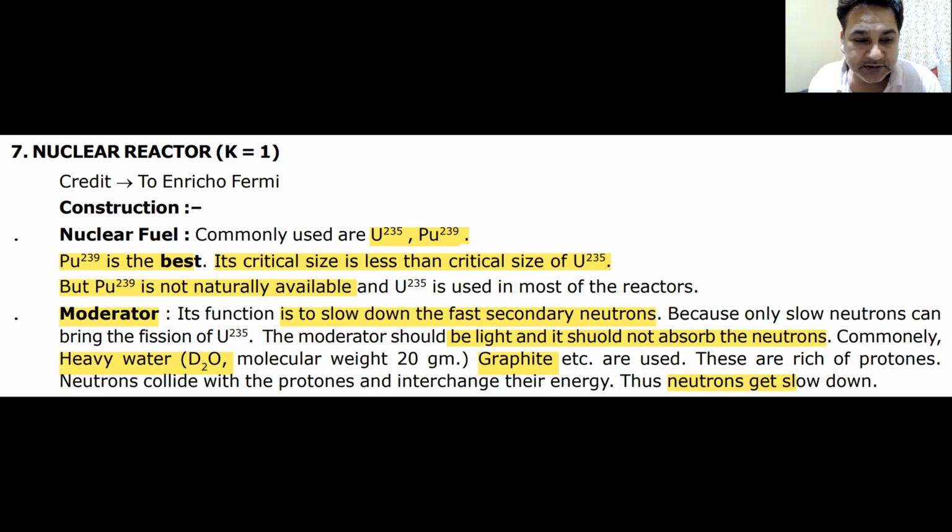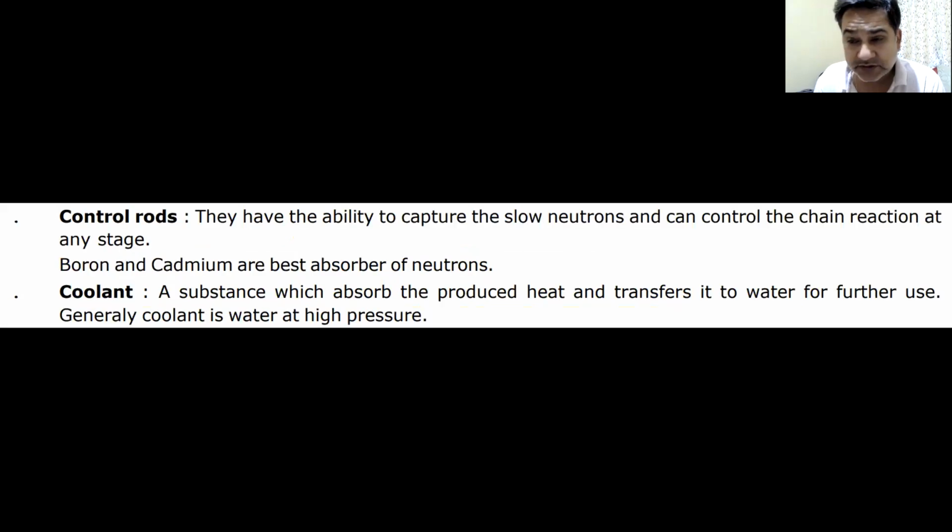Next are the other two most important things. Everything in the nuclear reactor is important. We're only talking about the broad parts of a nuclear reactor. A nuclear reactor is a very complex machine. We can't get into the details of it. We can only see the broad parts. One of those broader parts is the control rods. As the name suggests, what will be the function of a control rod? It is going to control the nuclear reaction. That means it will capture the slow moving neutron and control the chain reaction. It is going to absorb that neutron.